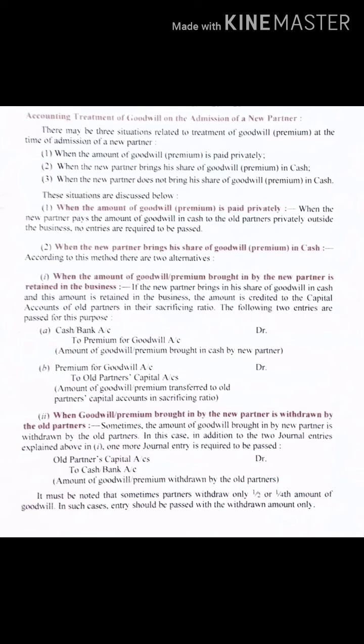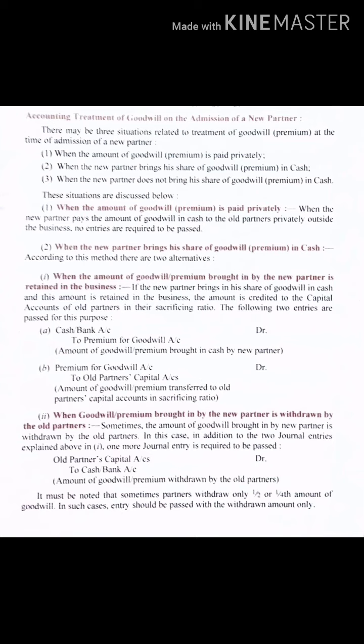Okay, that is amount of goodwill or premium withdrawn by the old partner. Now you have to note it down that sometimes the amount which has been withdrawn by the old partners is half or 1/4. So we will pass the entry only for half of the amount or 1/4 of the amount. Suppose for example A and B are the partners. Now they are getting goodwill of 5,000 each. But they are withdrawing only half of the amount, not full.